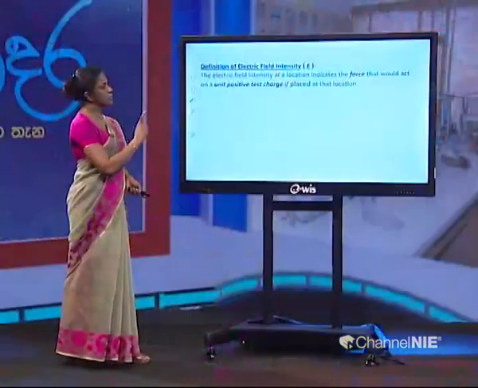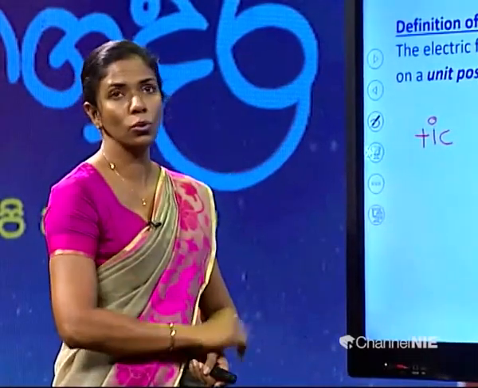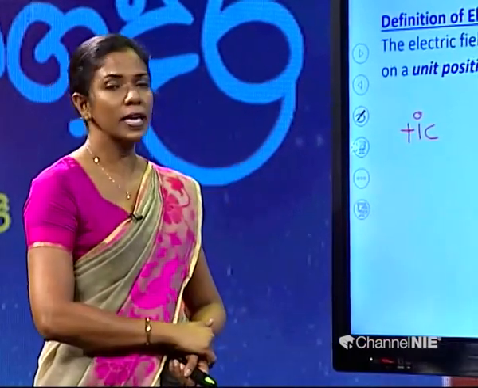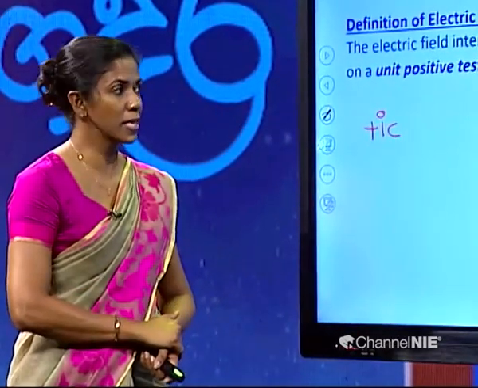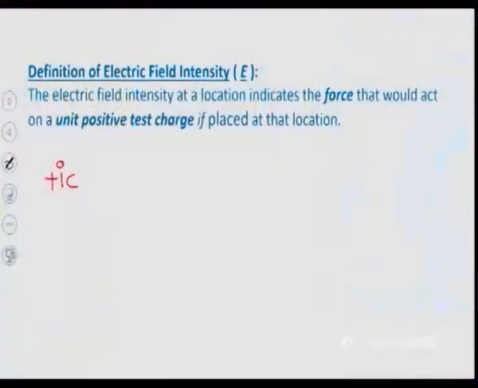So, according to this, the electric field intensity at a location indicates the force that would act on a unit positive test charge. That means, if I keep a test charge, let the test charge be a unit positive charge, a 1 Coulomb charge. So, when I keep the test charge, which is a 1 Coulomb charge in this particular space, if it experiences a force, the magnitude of the force gives the magnitude of the electric field intensity. It also says the direction of the electric field is given by the direction of the force exerted on the positive test charge. The direction of the force exerted on the positive charge is the same as the direction of the electric field intensity.